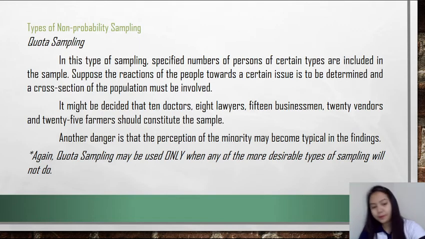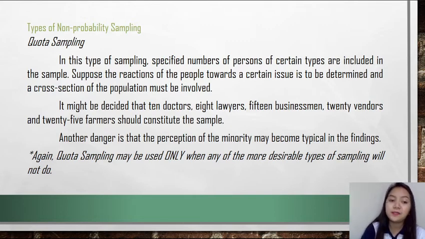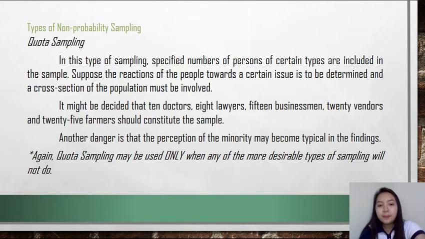constitute the sample. The advantage of quota sampling over accidental sampling is that many sectors of the population are represented. However, its representativeness is doubtful because there is no proportional representation and there are no guidelines in the selection of the respondents. Any one of the groups selected to participate will be included in the sample. Another danger is that the perception of the minority may become typical in the findings. And again, quota sampling may be used only when any of the more desirable types of sampling will not do.